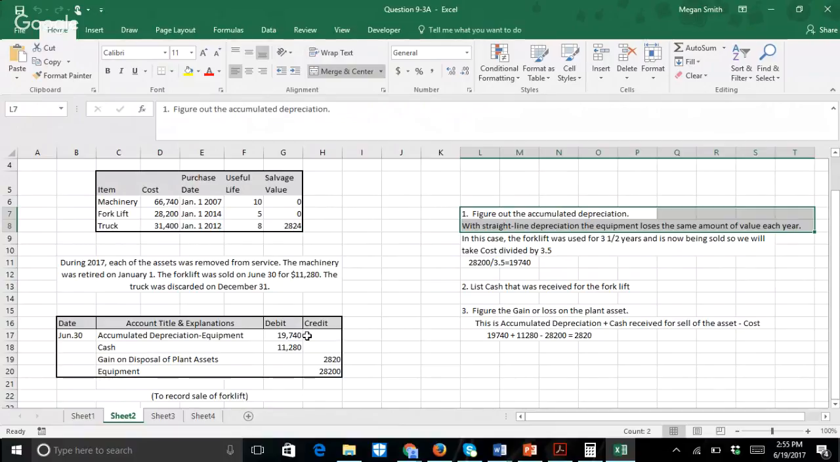The next thing we're going to do is list the cash that was received. For the sale of the forklift, we got $11,280. So we're going to add that to our cash. And then we need to figure out the gain or loss on the asset that we just sold. This is accumulated depreciation plus cash that we received for the sale of the asset minus the cost. So we're going to take this amount plus what we sold it for, and then minus the original amount of the equipment, and that comes to $2,820. That was our gain from selling that.